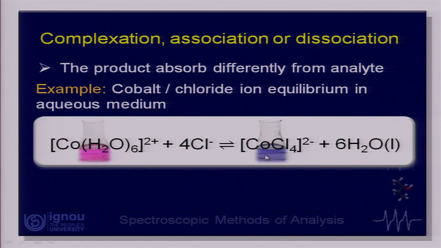So, what you find is that in this case, if I am trying to make a measurement of cobalt, if I take cobalt and just make a measurement in the absence of chloride ions, I get a certain concentration.